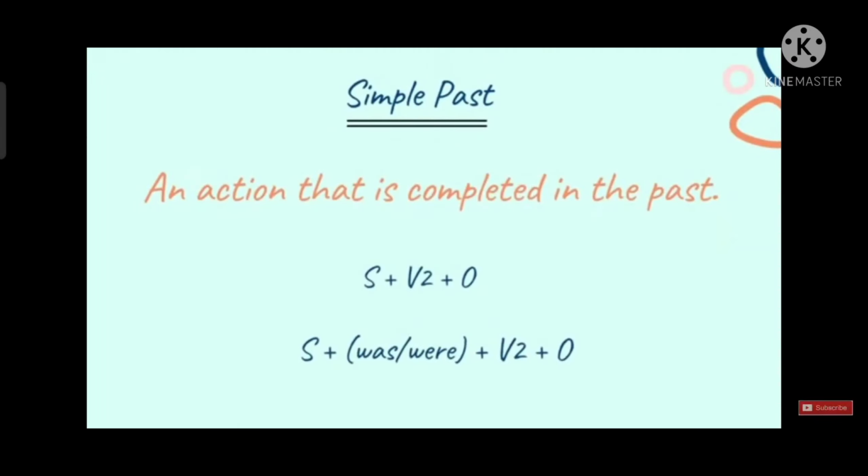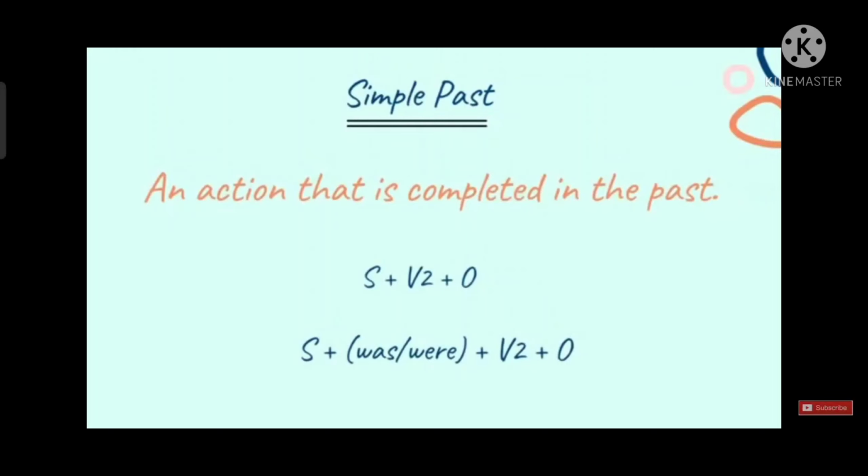What is a simple past tense? If an action is completed in the past, then we use simple past tense. This tense has two structures: subject plus verb second form plus object. And the second structure is subject plus was or were plus verb second form plus object. Please remember these two structures.